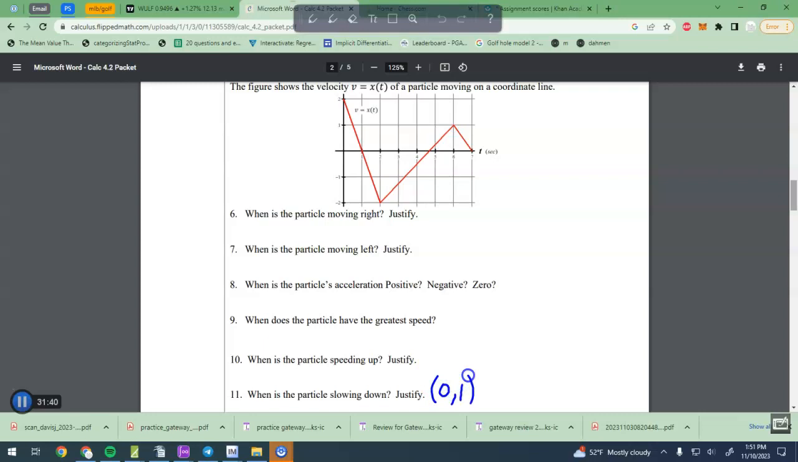I'll justify it all at the end. I'm not going to do it every time. My next little window is between 1 and 2. Am I moving forward or backwards? Backward, because the velocity is negative. Is my acceleration positive or negative? Negative. Why? The slope is negative. So we are speeding up between 1 and 2. I'm going away from my home base faster. This is like me running away from the principal.